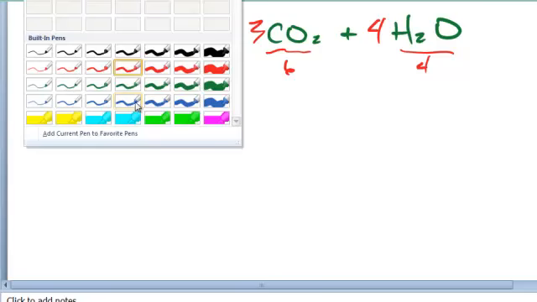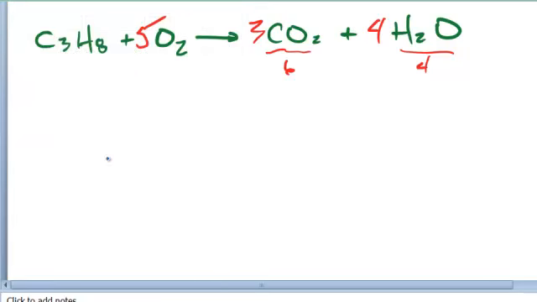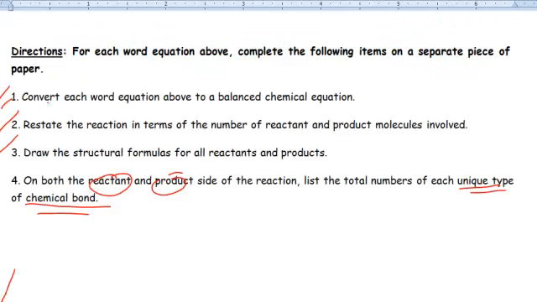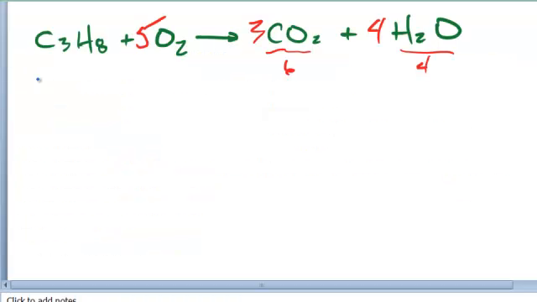Now hopefully you found the structural formula for propane. Let's just double check here. We've converted the word equation and we've balanced it. We've got to restate the reaction in terms of reactant and product molecules. Then we'll do the structural formula.